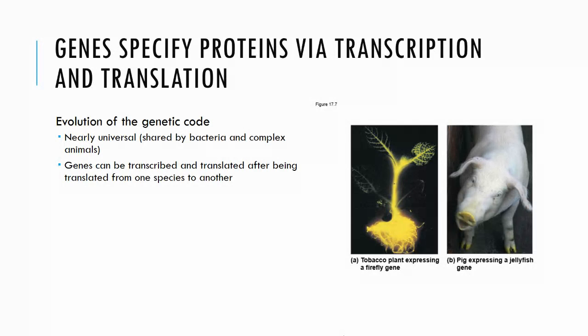The genetic code is nearly universal. It is shared by bacteria and complex animals. And what that means is that genes can be transcribed and translated after being transferred from one species to another. So there are 2 examples here. In figure 17.7a, you can see the tobacco plant is expressing a firefly gene, specifically the gene that makes it glow. And in 17.7b, you can see a pig expressing the jellyfish glow gene. So because that can happen, we know there are some universal connections there.